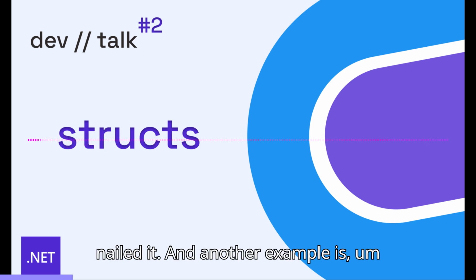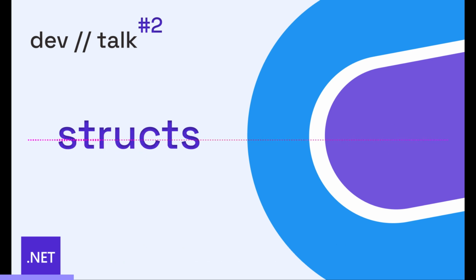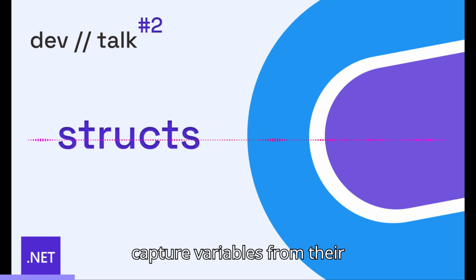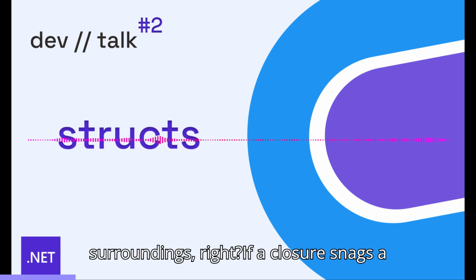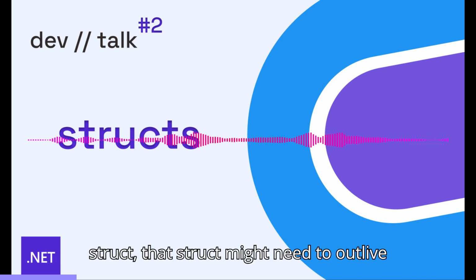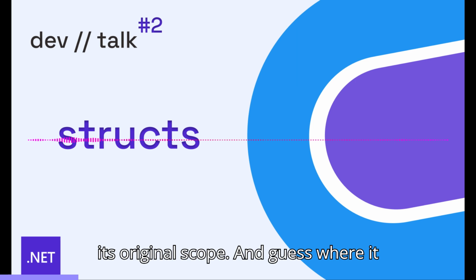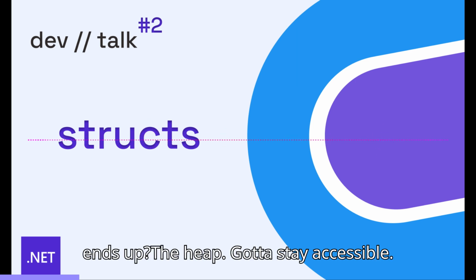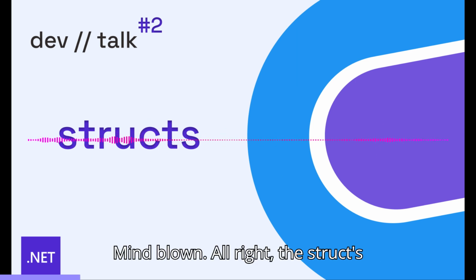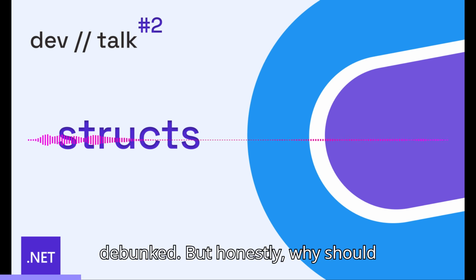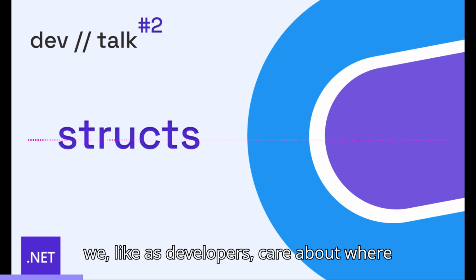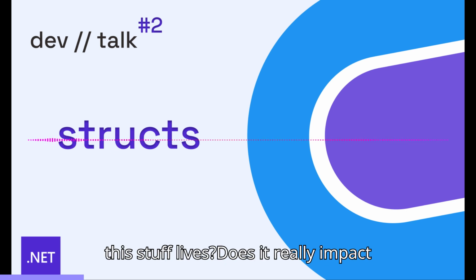You nailed it. And another example is closures. Closures can capture variables from their surroundings, right? If a closure snags a struct, that struct might need to outlive its original scope. And guess where it ends up? The heap. Gotta stay accessible. Mind blown. All right, the structs-always-on-the-stack myth officially debunked. But honestly, why should we, as developers, care about where this stuff lives? Does it really impact our code?